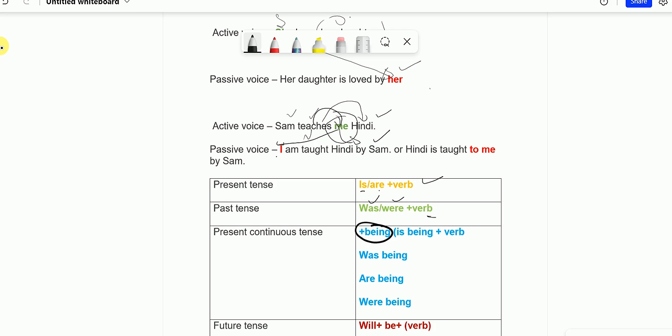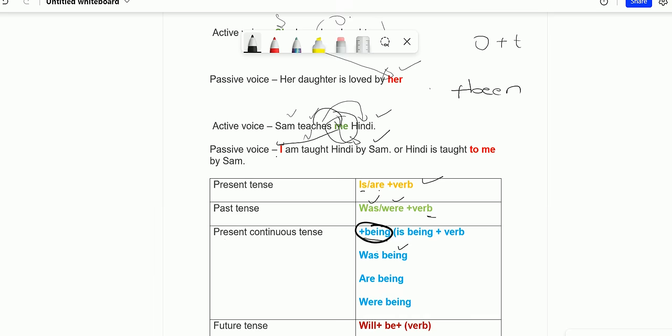And then if you are changing a present continuous tense or present progressive tense, that is where you are going to add the word being. It might be was being if it's a past progressive or past continuous, or are being if it's a present continuous. And then for future you add the word be. And then for perfect tenses such as have, has, or had, you are just going to add the auxiliary verb been. So it is important to determine the object.